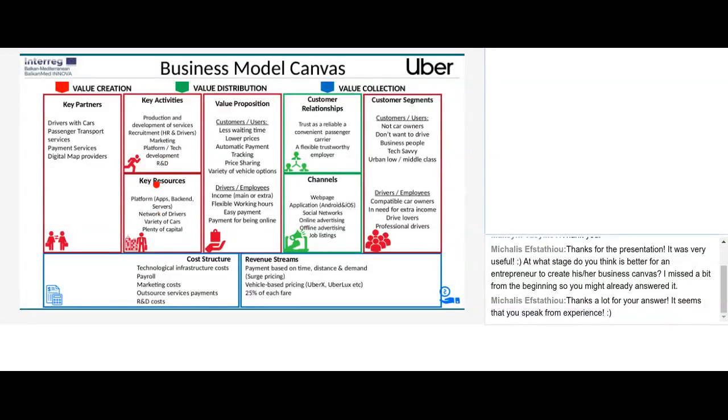The key resources that Uber has are their platforms, applications for Android and iOS, the backend of their platforms, their servers.